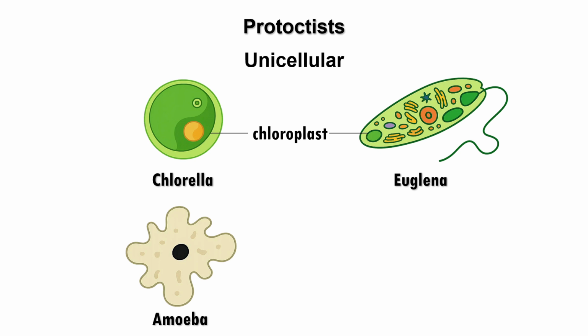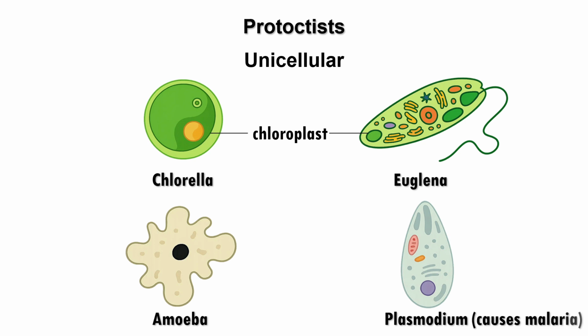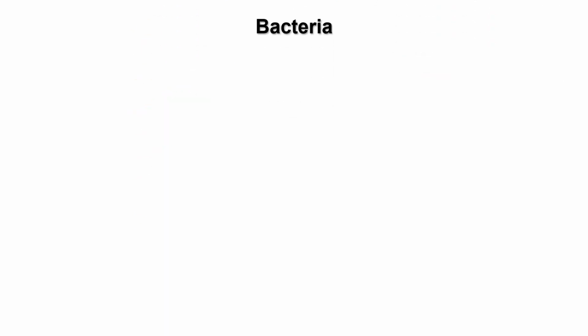Now, even though most protoctists have no effect on humans, there are a few that can be harmful. Some protoctists act as pathogens. They can cause diseases. A good example is Plasmodium, which causes malaria, a serious disease that affects millions of people around the world. Next up is the kingdom of bacteria.